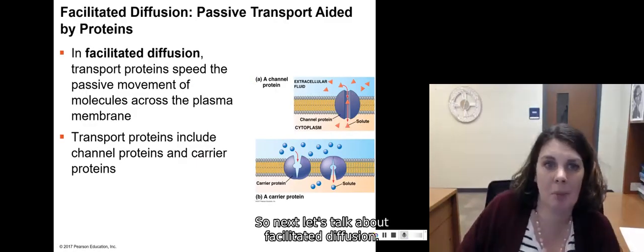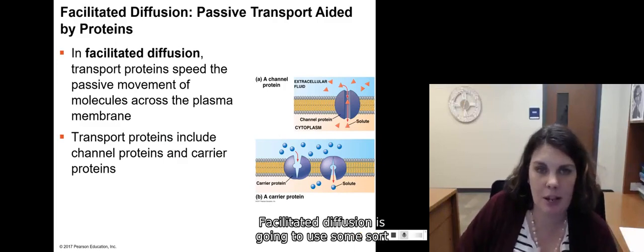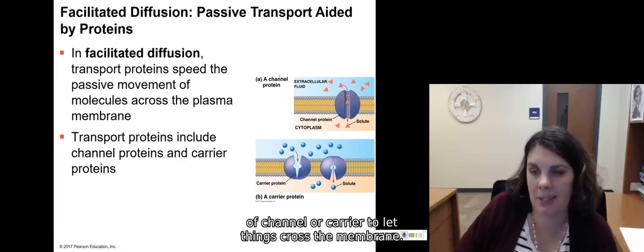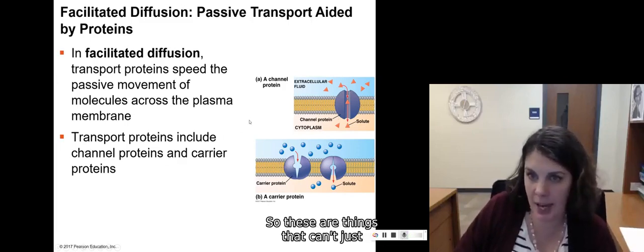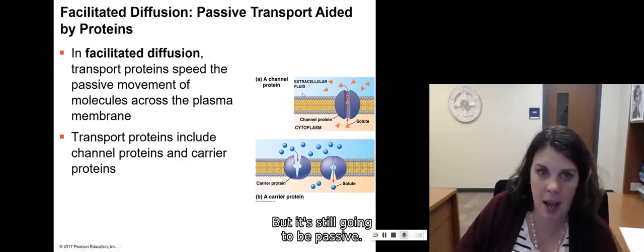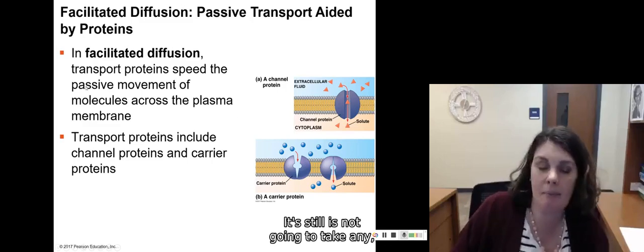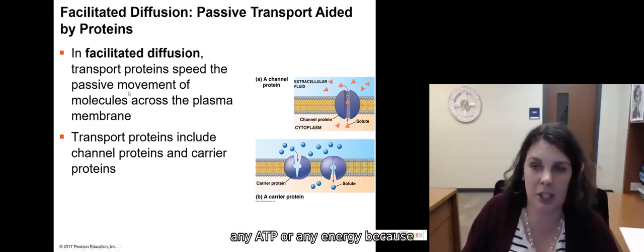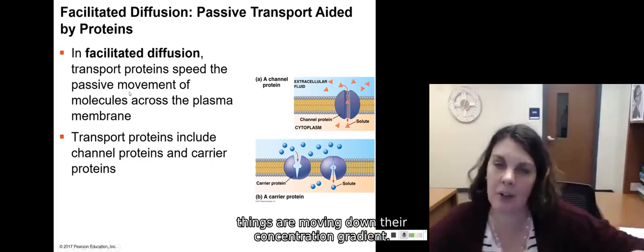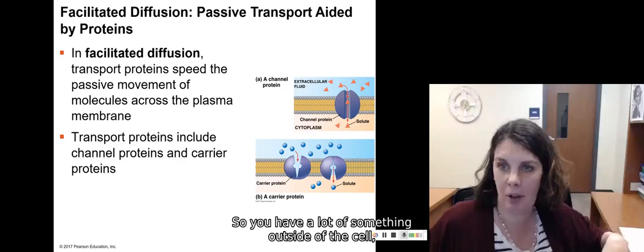Okay, so next let's talk about facilitated diffusion. Facilitated diffusion is going to use some sort of channel or carrier to let things cross the membrane. So these are things that can't just go straight through the membrane, but it's still going to be passive. It still is not going to take any ATP or any energy, because things are moving down the concentration gradient.